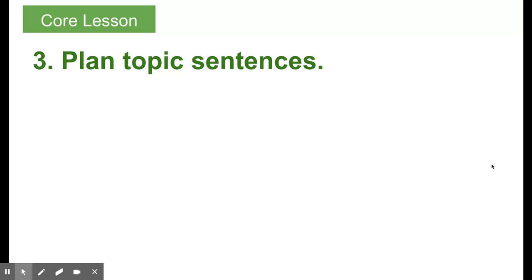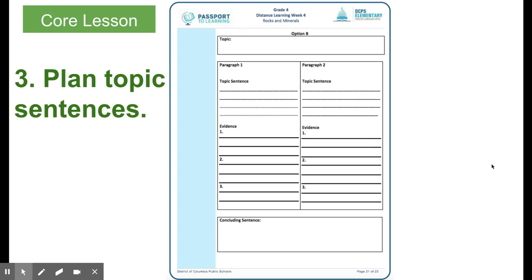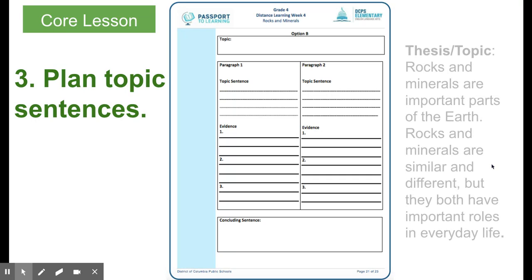Now, for step 3, we actually begin planning our topic sentences. So we already have a strong thesis statement based off of the question and the big ideas. Now we need to figure out what are some topic sentences that actually support that thesis. Go ahead and take out this paper now from your DCPS packet. There are 2 options for you to use. I feel like this one is more user friendly, but you're more than welcome to use the other one. This one is very clear and has lines provided to clearly state what you need on your paper.